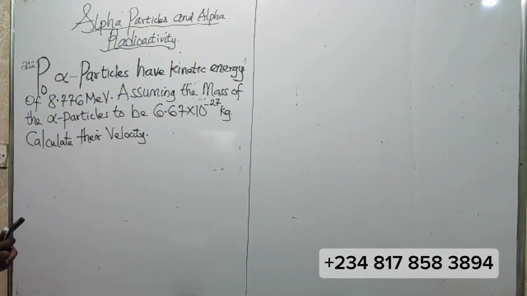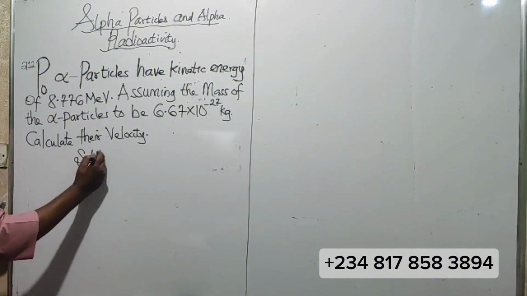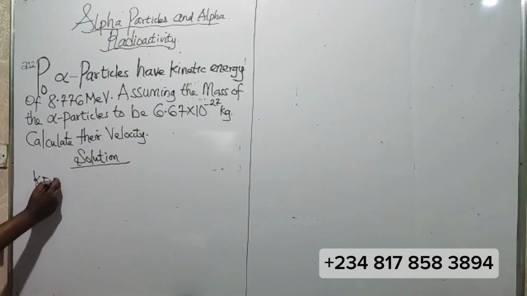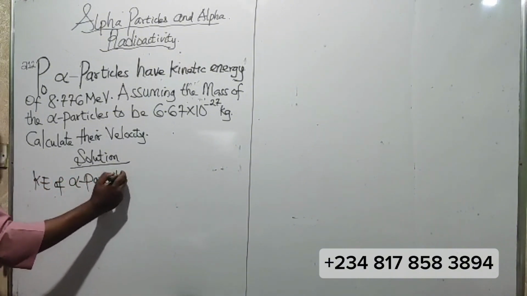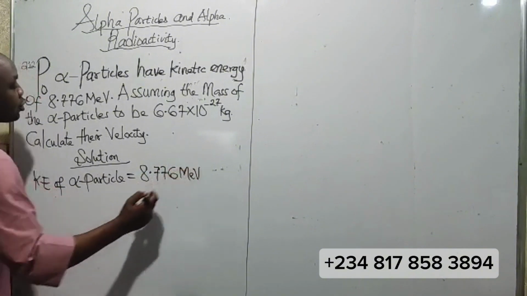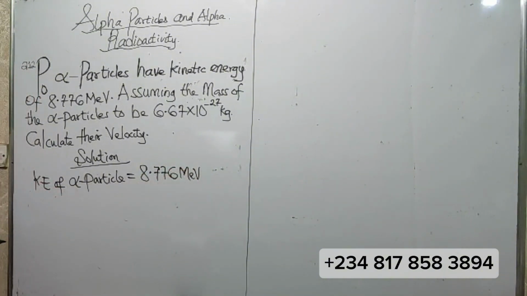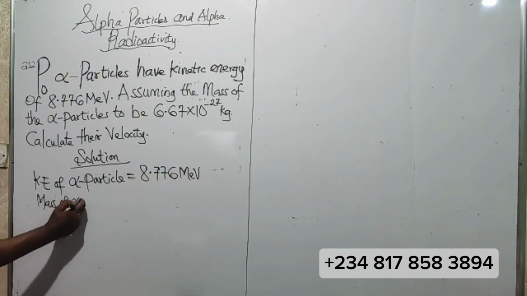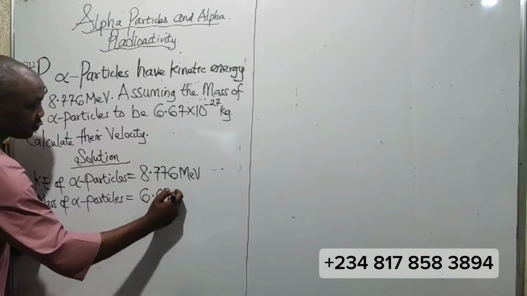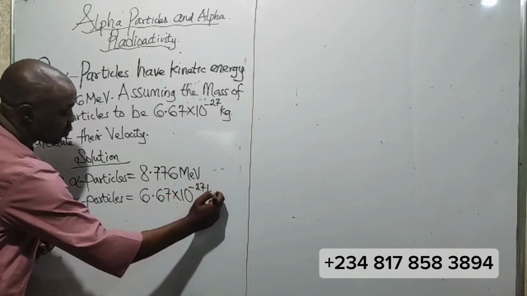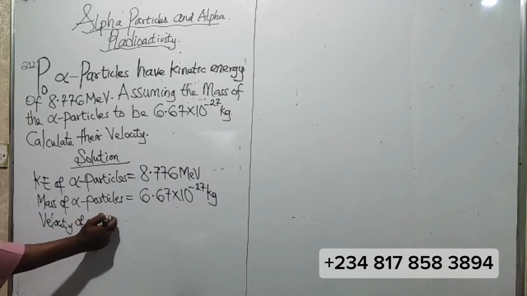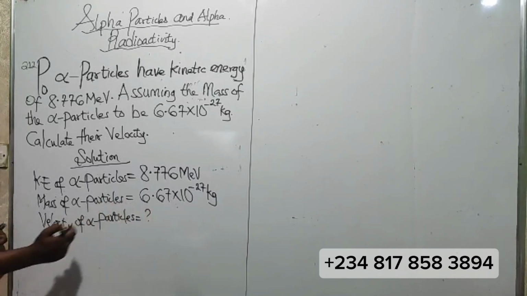So let's have our solution. For the alpha particle, we are given the kinetic energy of the alpha particle to be 8.776 mega electron volts. We are also given the mass of the alpha particle to be 6.67 multiplied by 10 raised to the power of minus 27 kilograms. So we want to obtain the value of the velocity of the alpha particles.